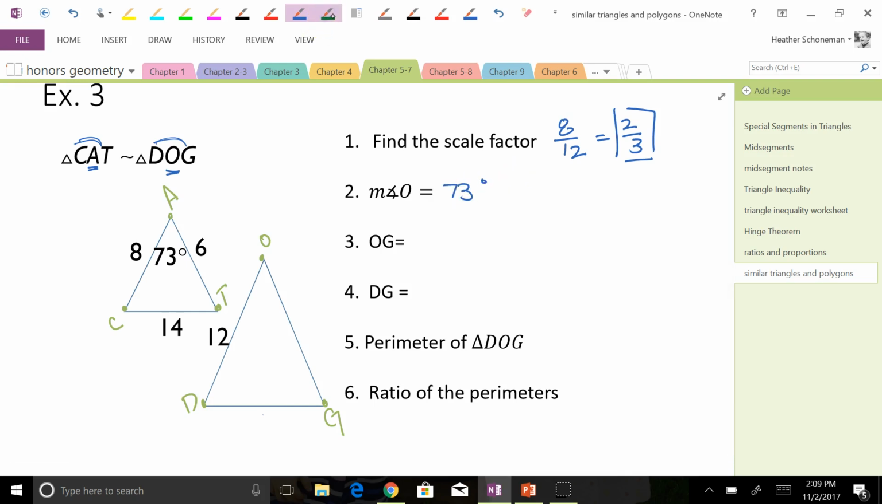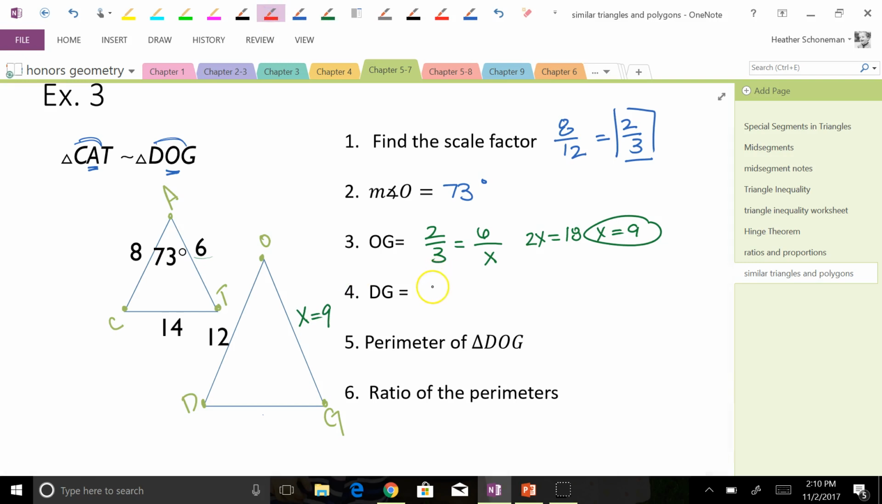Now they want us to find OG. All right, so I'm going to start by writing the scale factor. OG is in the big triangle, right here. I'm going to call it X because we need to solve for something. So which side does OG match up with? I need to put X in the bottom because 2 represents the small triangle, and 3 represents the big triangle, and X is what I'm trying to find, which is in the big triangle. So which side corresponds with X in the small triangle? Well, that would be 6. So to solve this proportion, I get 2X equals 18, so X is 9.